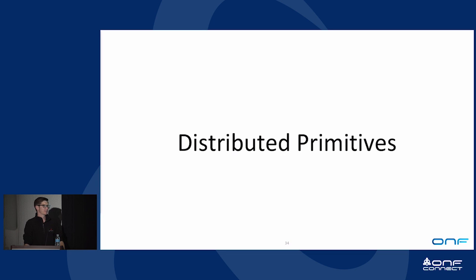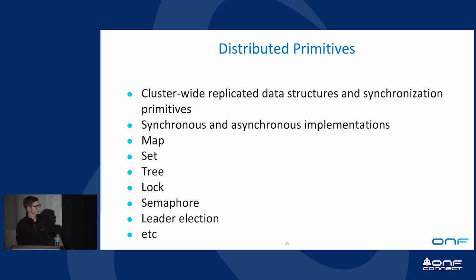And then there are distributed primitives. Obviously one of our goals was to port distributed primitives over to Atomix. So what is a distributed primitive? It's a cluster-wide replicated data structure or synchronization primitive. Distributed primitives, as I think I mentioned before, all have both synchronous and asynchronous APIs to support different programming models. Some examples are map, set, tree, lock, semaphore, leader election, etc.